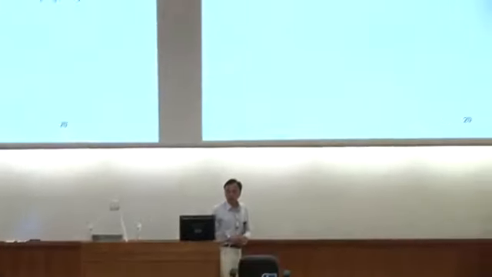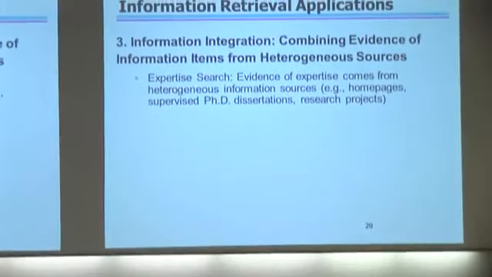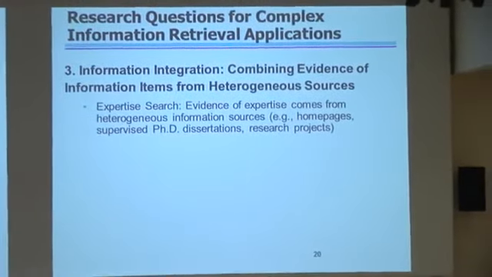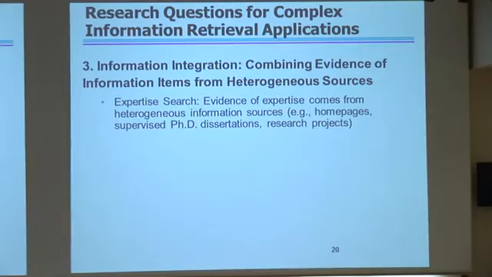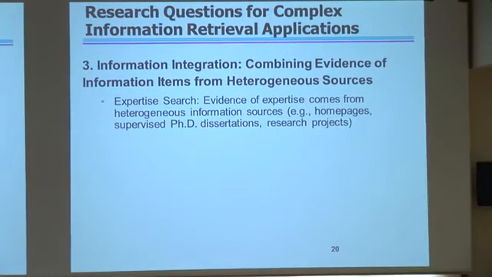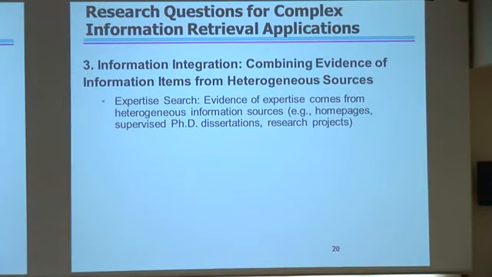And the last one is how to combine the evidence of information items from heterogeneous sources. Again, this is related to the example about expert search. We have information for an expert from heterogeneous sources. How can we combine them together in a nice way? So for example, when we designed the real-world system, we encountered a lot of examples like this.